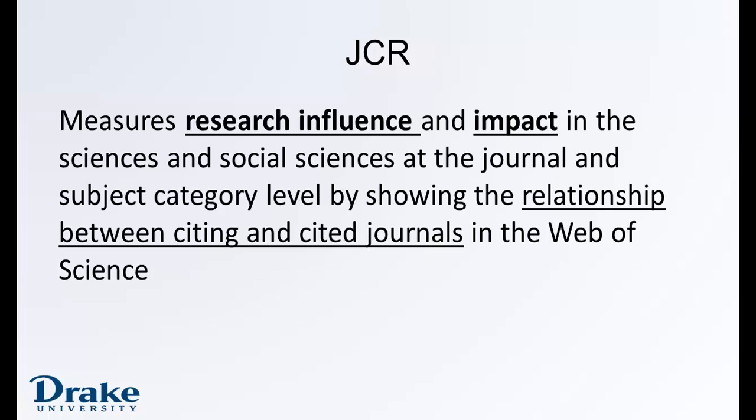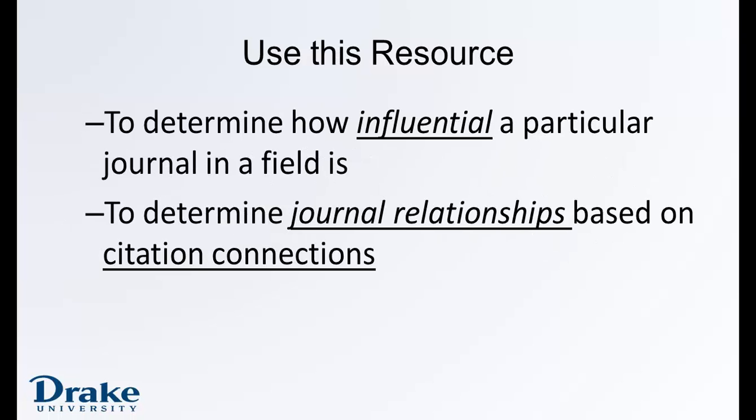This database measures research influence and impact in the sciences and social sciences at the journal and subject category level by showing the relationship between citing and cited journals in the Web of Science. You would use this resource to determine how influential a particular journal in a field is, or to determine journal relationships based on citation connections.